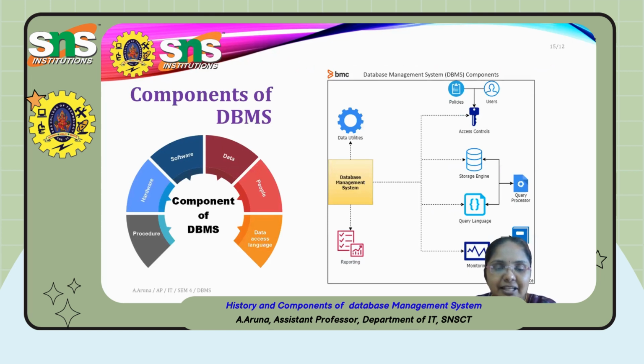For doing this, definitely we have the components of the DBMS. Totally, we have six components of a DBMS. One is the procedure. After that, we need the hardware, the software, how I can access the data, who is going to access the data, and what type of language we are using. The entire thing we call the components of the DBMS.